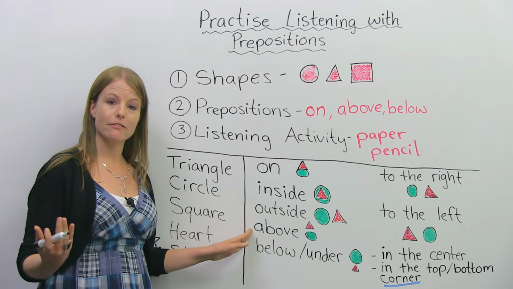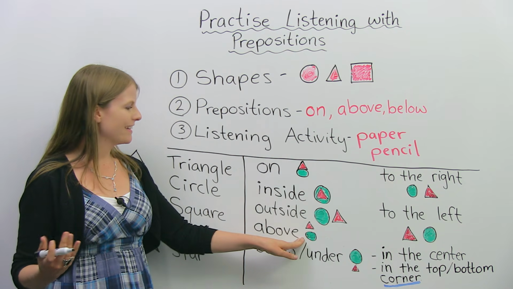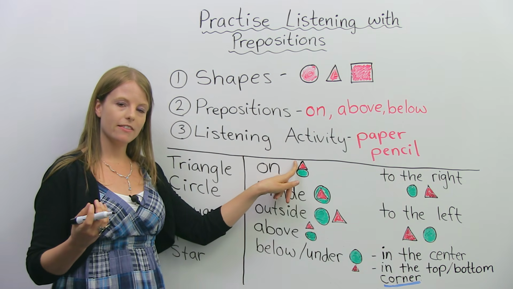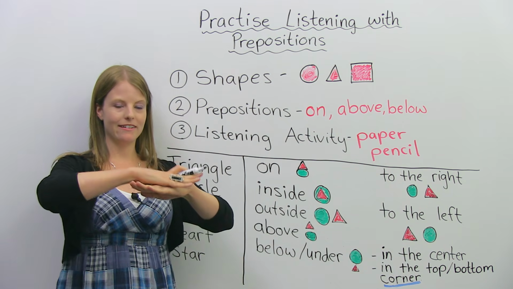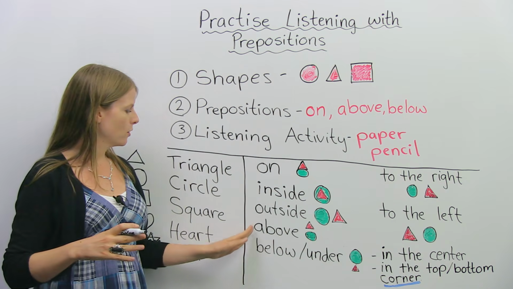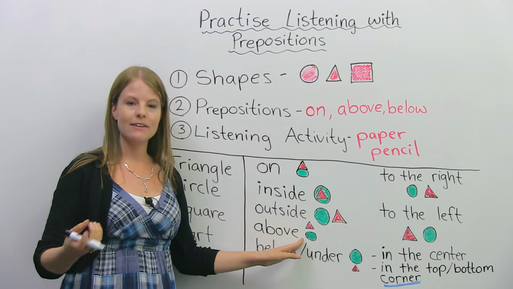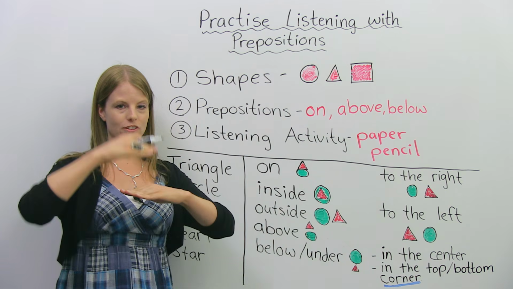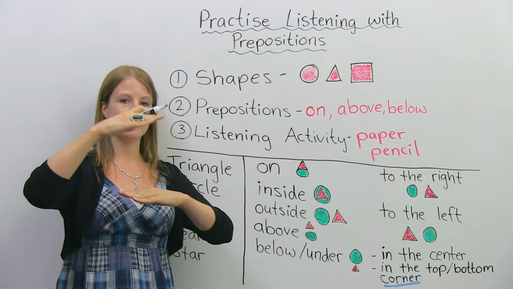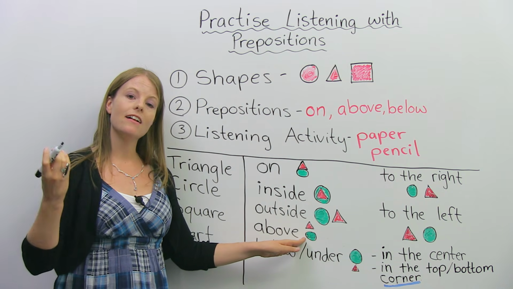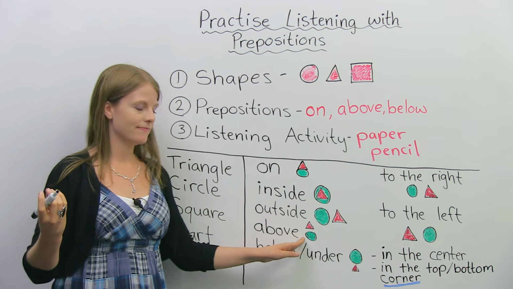Okay, we also have above. So above is a little bit different than on. If you notice the circle, the triangle is on the circle, meaning it's touching. Whereas when we're looking at above, it can be touching, but it can also be just above. So it can touch, or it can also just be above. So for example, we have a triangle above a circle.